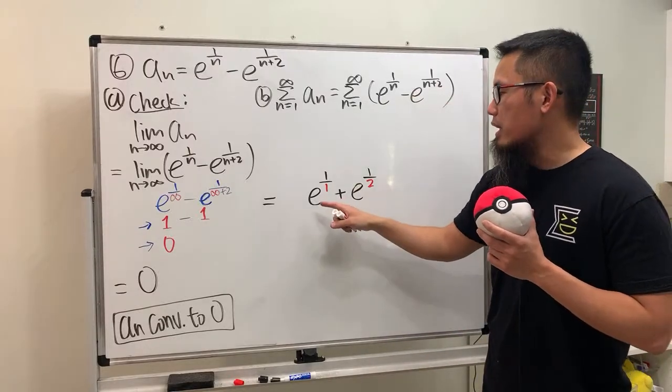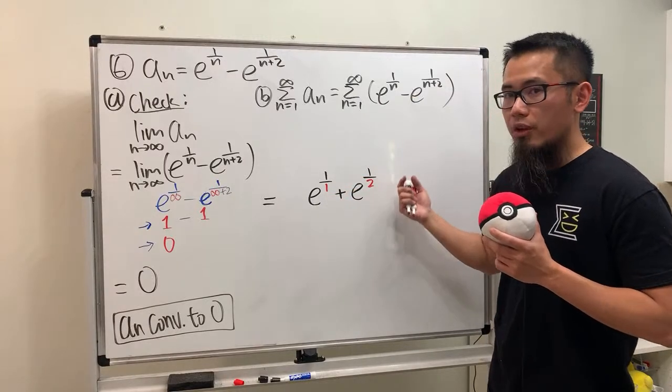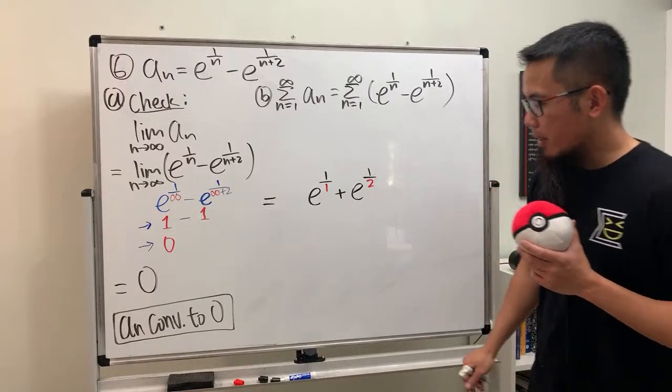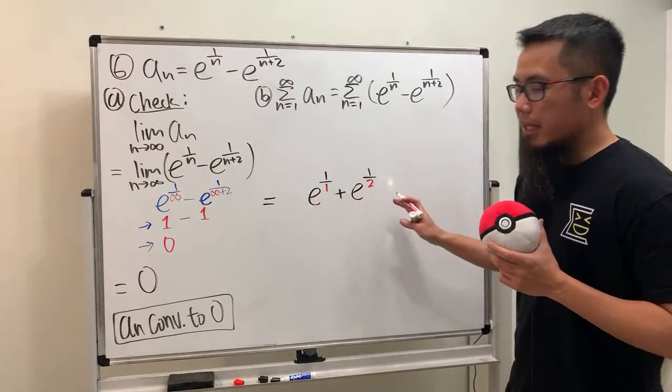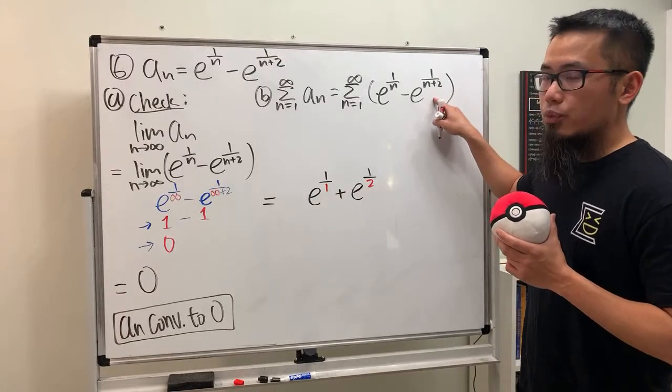Then you end up with e to the 1 over 1 plus e to the 1 over 2 plus e to the 1 over 3 plus e to the 1 over 4. Right? That's the idea. Okay, but this is not it yet. What you want to do next is write down the last term right here, and that's minus.